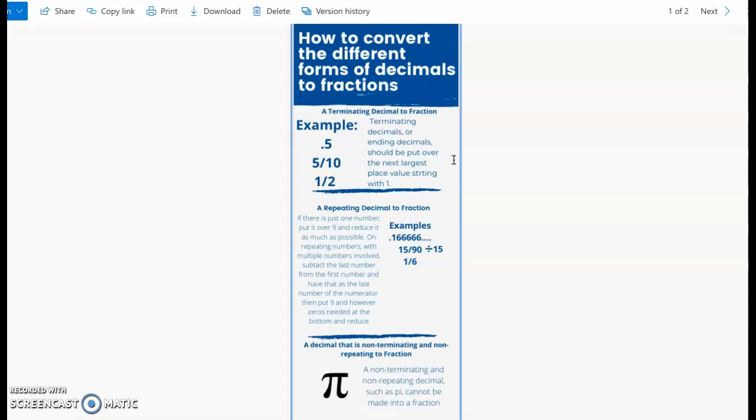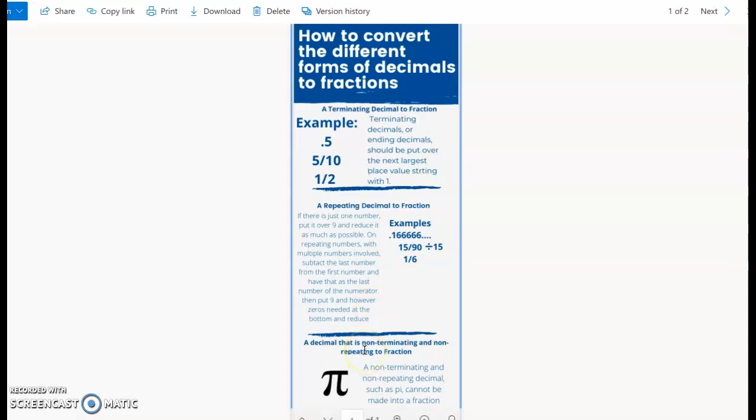And then for the denominator, it's 9, and then however many zeros are needed to get to the same number at the top and the bottom. So in this case, it would be 15 over 90, and divided by 15 gets you to 1/6.